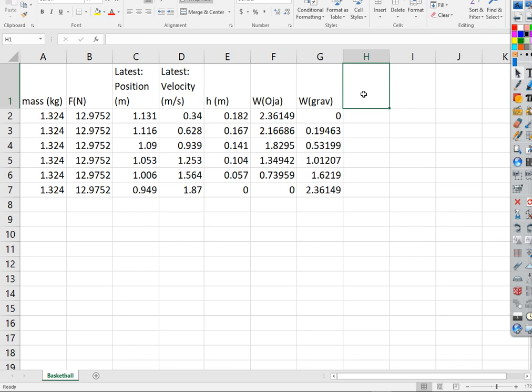Can a potential energy be negative? Sure. Can kinetic energy have a negative value? The answer to that is no. Why not? Because kinetic energy only depends on speed and mass. Can speed be negative? No. Can mass be negative? No.